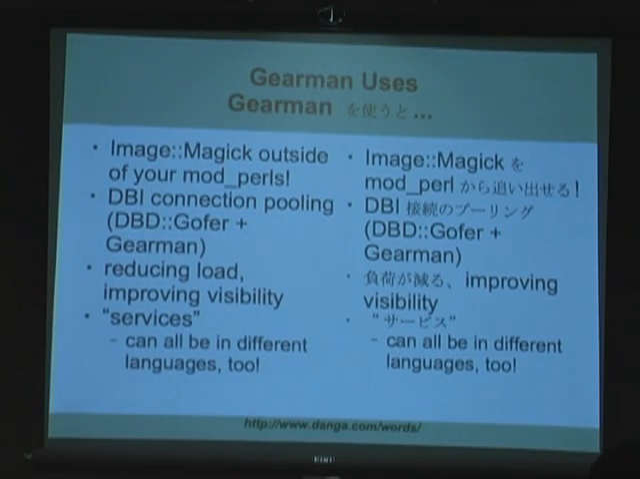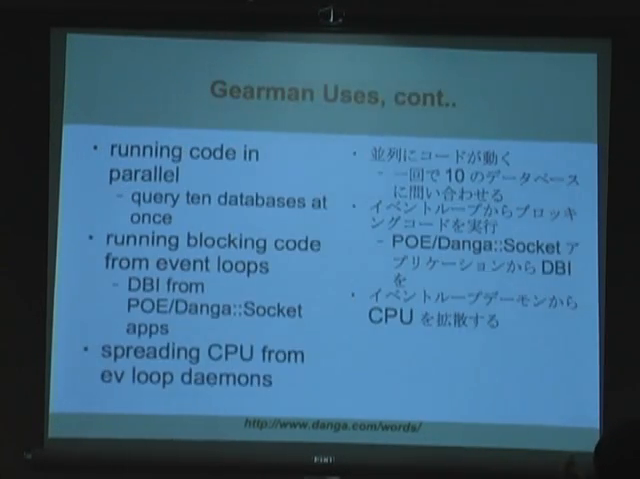Then you can use it to reduce load and improve visibility. You can log into one of the Gearman servers and see what's going on. You can say, oh, there's 90 processes waiting for this service call, so you can see exactly what's going on. And if you want to implement services internally, it's good for that because all your services can be in different languages, and it's just a really fast protocol to exchange stuff in. Currently we have everything in Perl, but there's no reason you can't do something else.